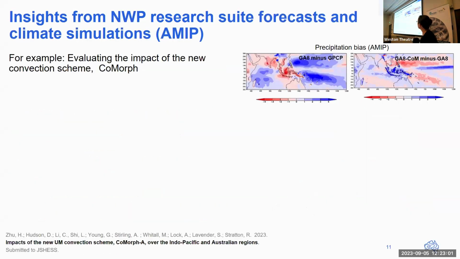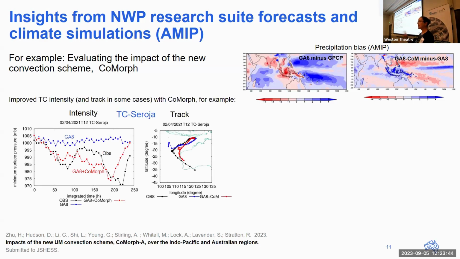So one example I'm going to show you now is our evaluation of this new CoMorph convection scheme. And we've looked at this in an AMIP run, and we've also looked at it in this forecast configuration. So it's quite interesting being able to see whether the insights hold across different configurations. For example, here, this shows the bias in the GA8 model for rainfall on the left. And one of the persistent biases is a dry bias over the maritime continent region. And on the right, you can see that when we use CoMorph compared to the GA8 model, CoMorph significantly increases the rainfall over the maritime continent.